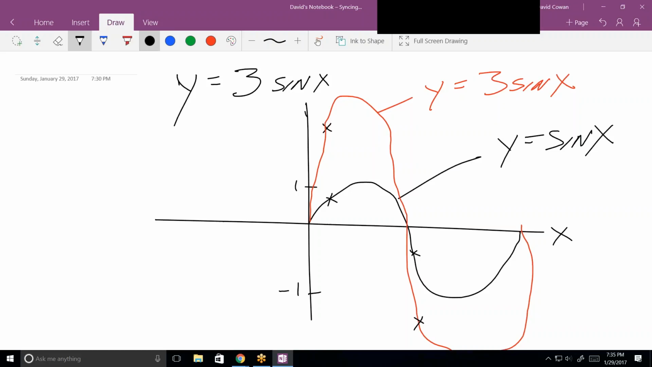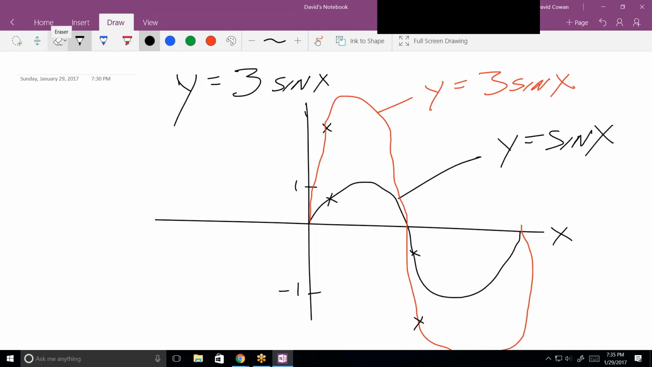And this is a stretch because it does change the shape of the curve. Notice, it's not the same shape. It's either vertically stretched or horizontally scrunched, whatever you want to think about it, but it's definitely not the same as the black curve. Right. Okay.